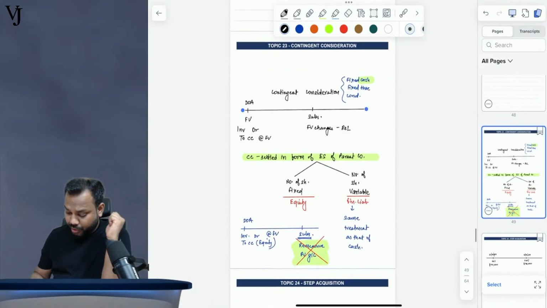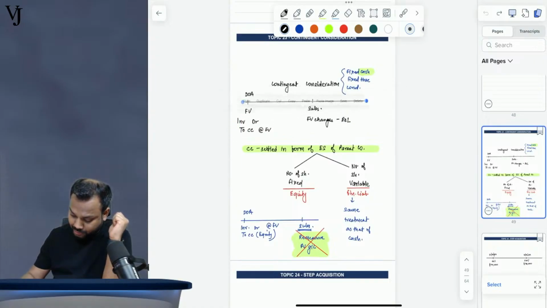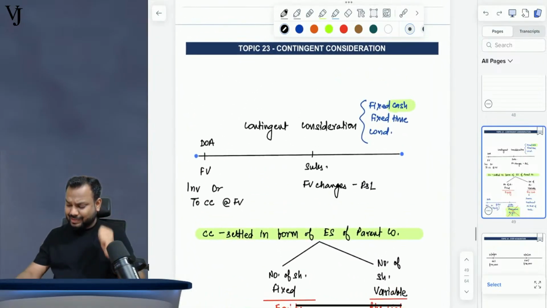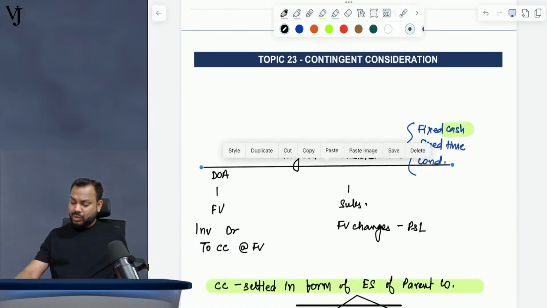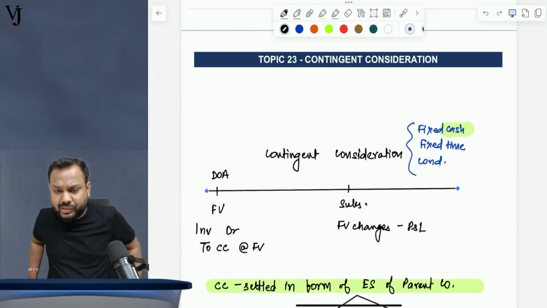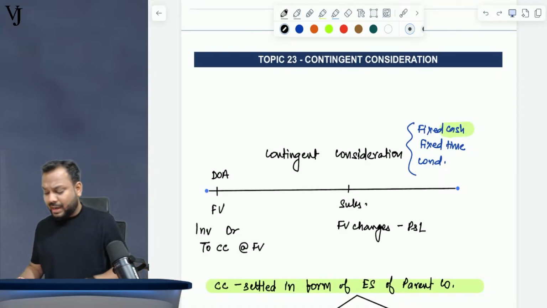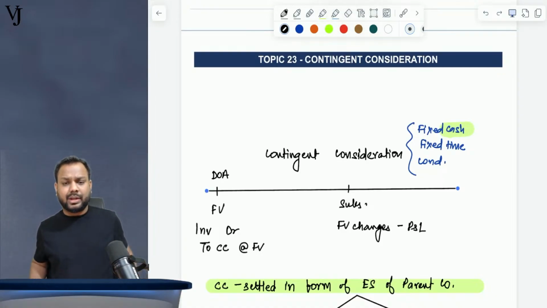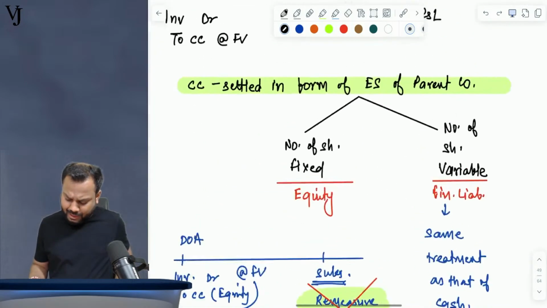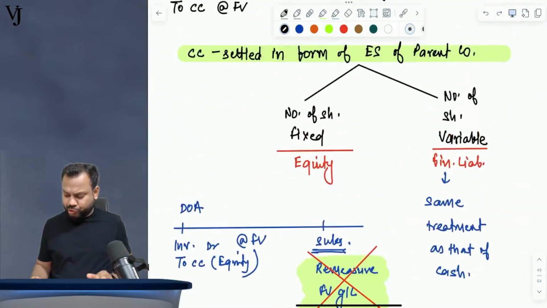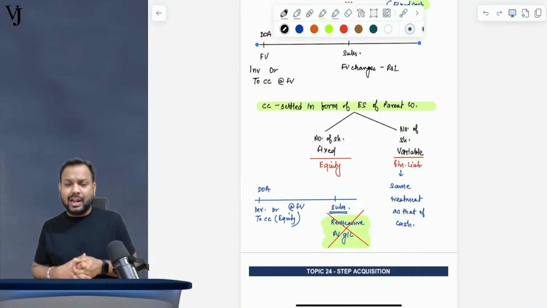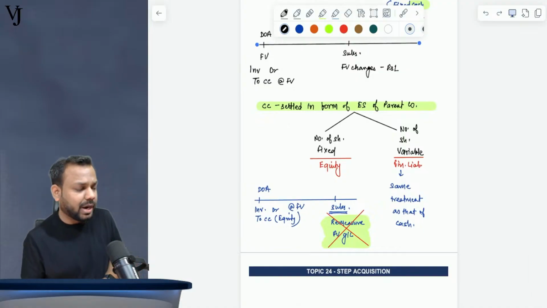Chalo. Now moving on to topic number 23, that is contingent consideration. Guys, I understand you already know the concept of contingent consideration. That is, on the date of acquisition, we recognize it at its fair value, and subsequently whatever fair value changes there are go to P and L. But recently I saw a question where something else was also asked, and I want to discuss this part.